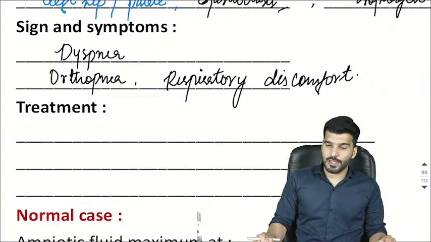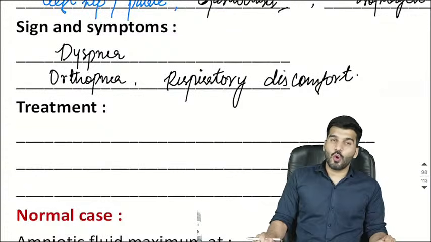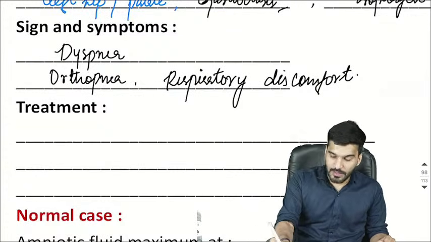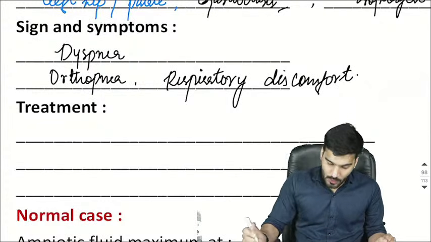And also complications. What can be the complication due to this? Due to the over distension of the uterus, the large uterus, the tone will decrease and it can lead to postpartum hemorrhage. Atonic uterus.